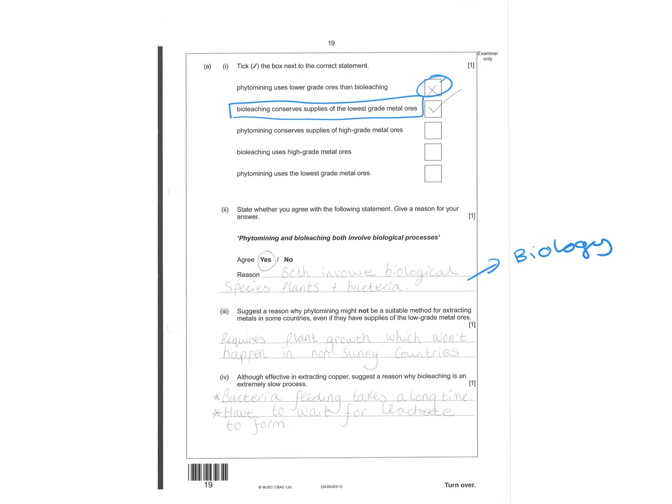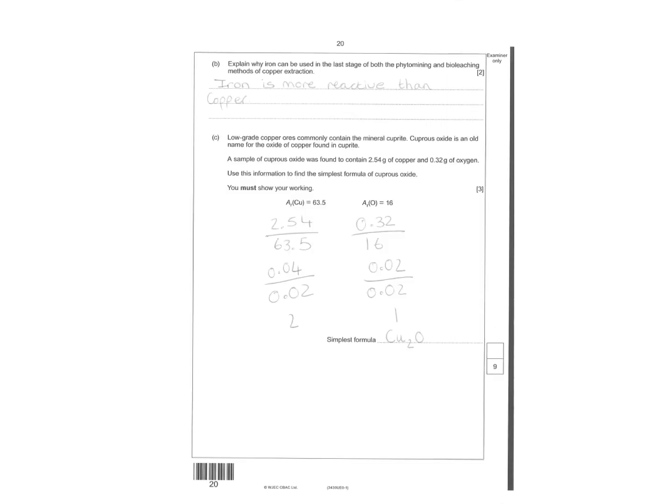Although effective in extracting copper, suggest a reason why bioleaching is an extremely slow process. Bacteria feeding takes a long time. You have to wait for each leachate to form. Explain why iron can be used in the last stage of both of the methods of copper extracting. Iron is more reactive than copper. I think that would have got you 1 mark. You should have been able to say then iron will displace the copper.